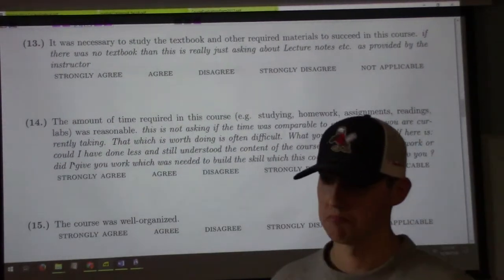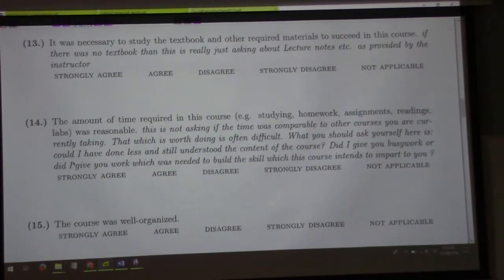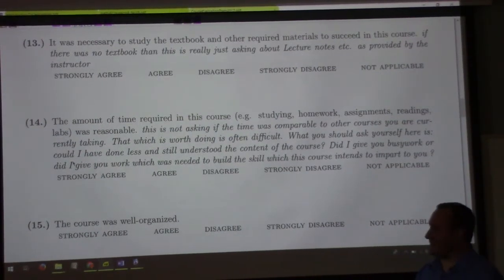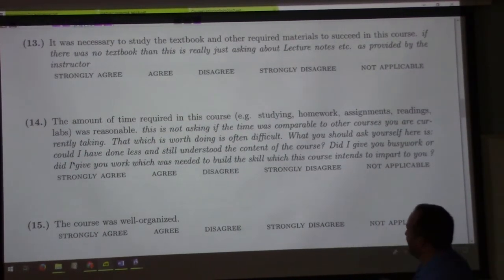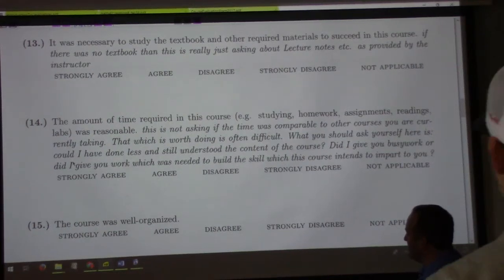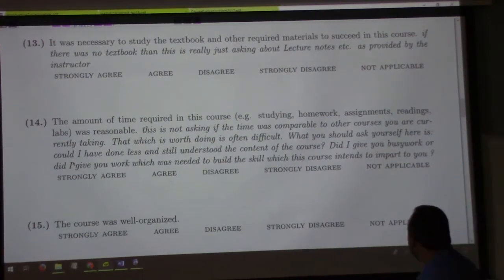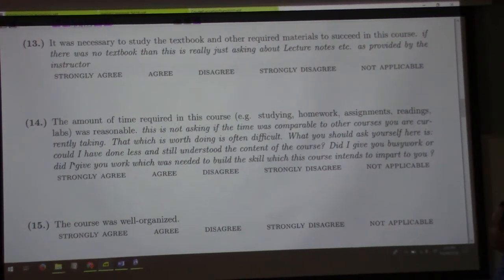I do actually have material to cover today. The amount of time, you guys always rip me apart on this one. The amount of time required in this course was reasonable. And then I say, this is not asking if the time was comparable to other courses you're currently taking. That which is worth doing is often difficult. What you should ask yourself here is, could I have done less and still have understood the content of the course? Did I give you busy work, or did I give you work which was needed to build the skill this course intends to impart to you?